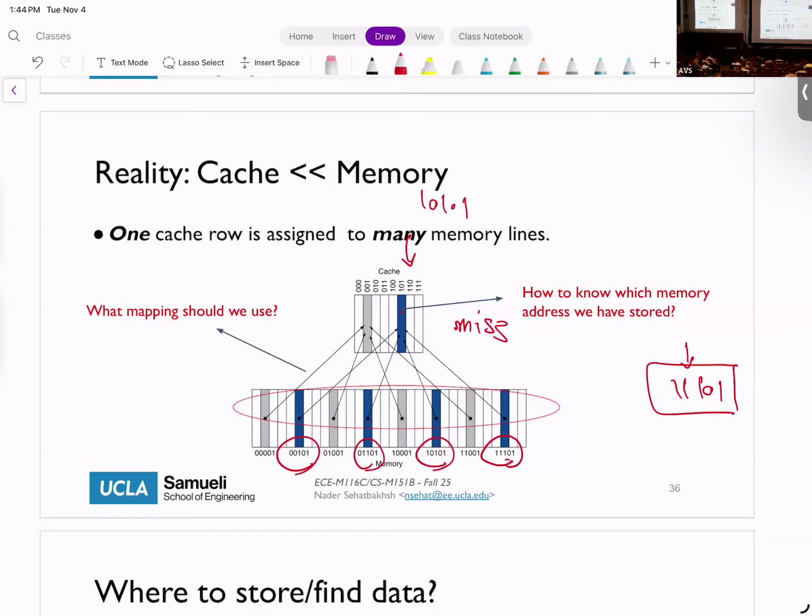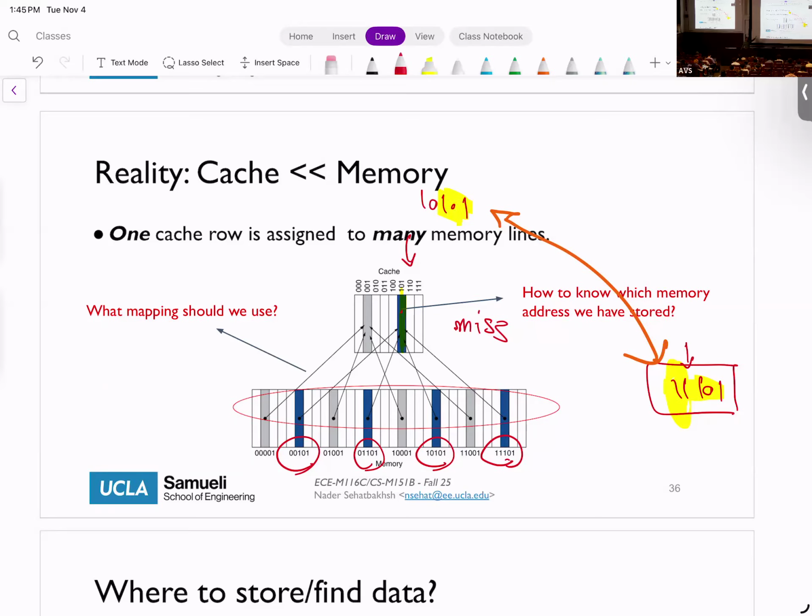So the address comes, 101010. I look at the first 3 bits. I go here, I check the tag, and compare the tag with this value and see that these two don't match. I know that this is not the value that I stored. So I need to go to the lower level and fetch that. An optimization, similar to the previous time, is that instead of storing the entire thing, you can just store these 2 bits, since you already have the index. You have seen this in the BTB design as well.